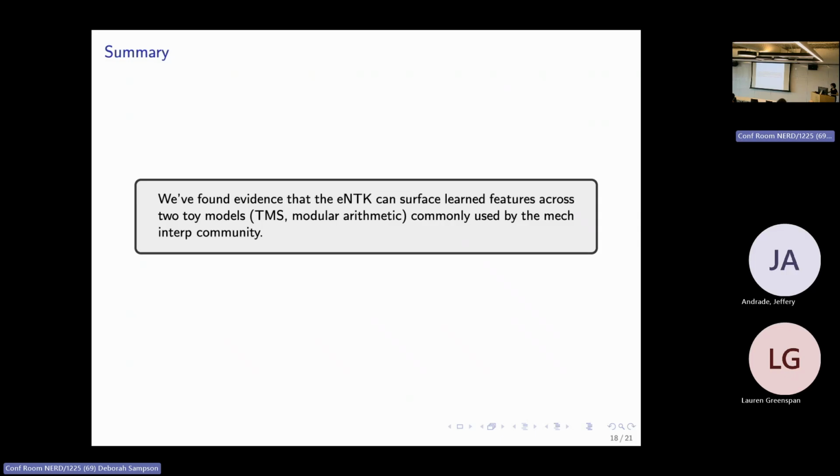Yeah, so those are my main results. To summarize, we found some evidence that the ENTK can surface learned features across these 2 toy models that people in the interp community like. Hopefully this is a promising, if preliminary, sign that the ENTK can eventually be the foundation for new interpretability algorithms also in more realistic models.